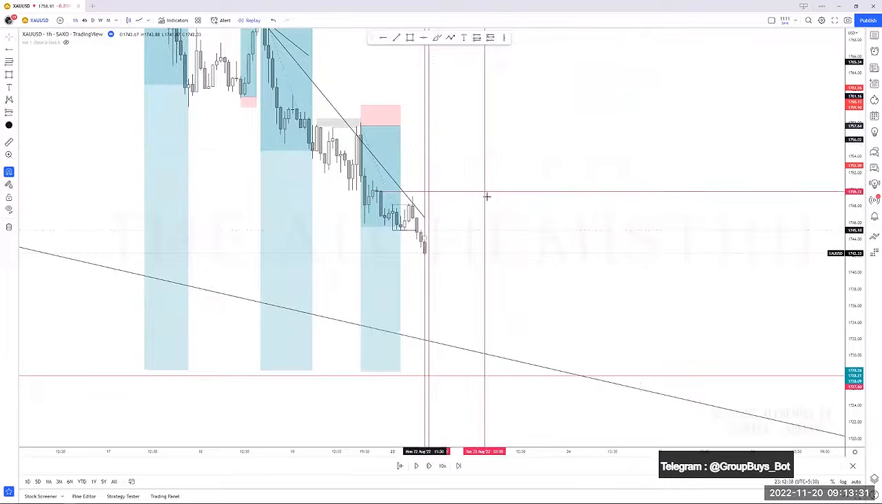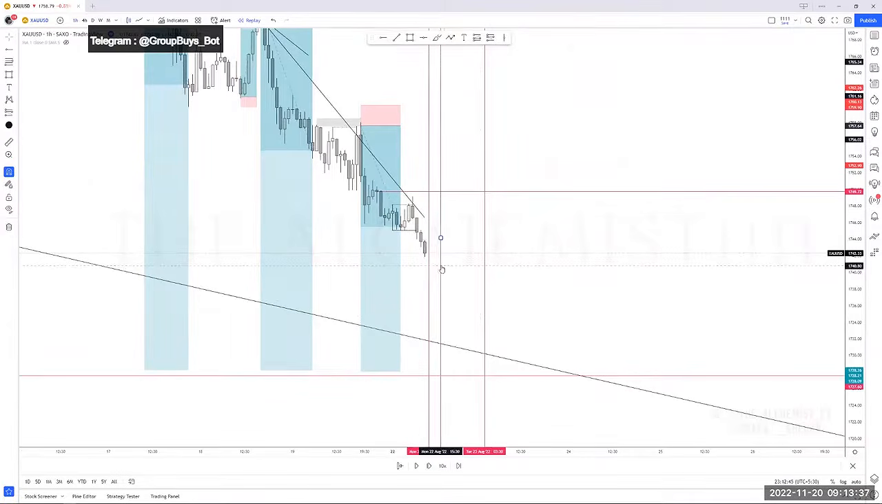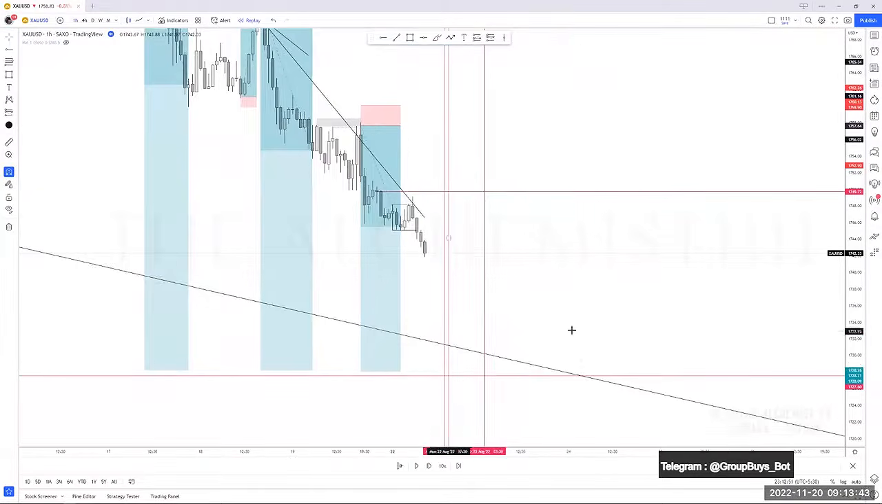So no entries this day. No entries during the, I'm sorry, London kill zone. So now let's wait for the New York kill zone, 4:30 and 5:30. Can you see that? So even at this time of the day, we can take trades.